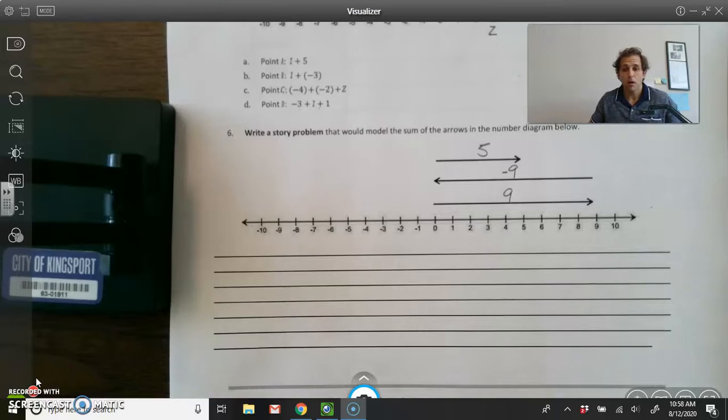You could do a problem about money. I earned $9 doing chores around the house. I spent those $9 at Taco Bell and got food. I was left with no money. Then I earned another $5. So now I have a total of $5.